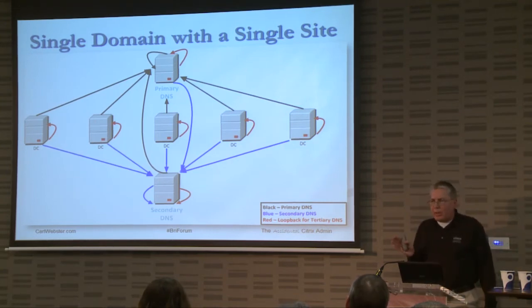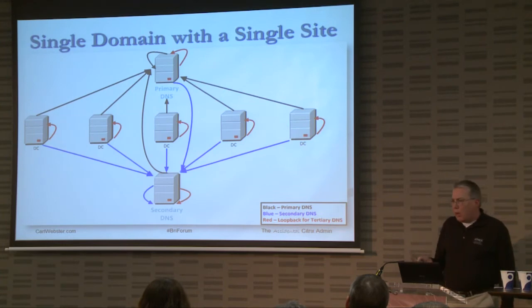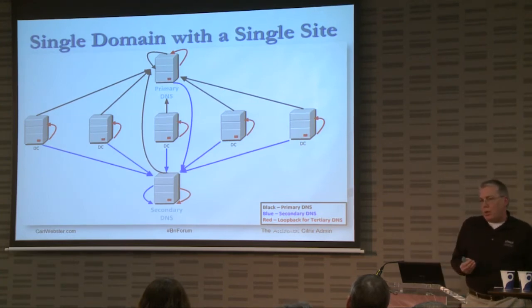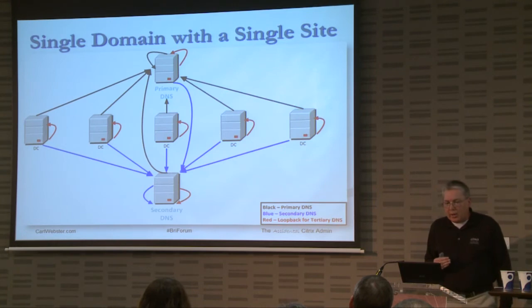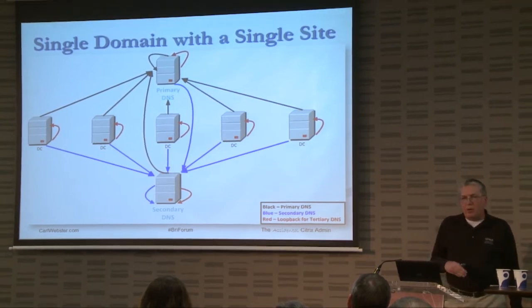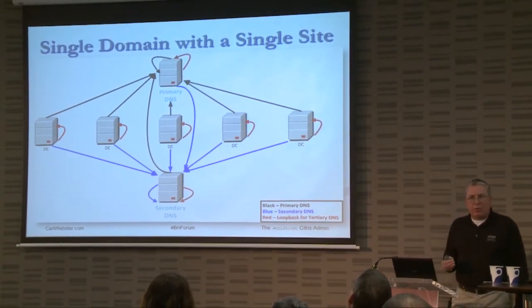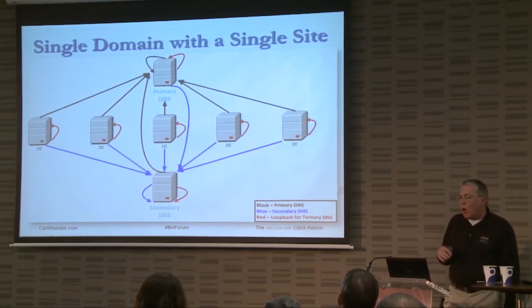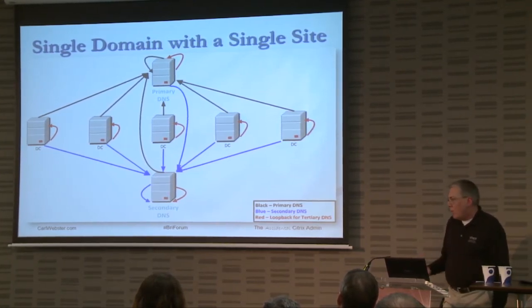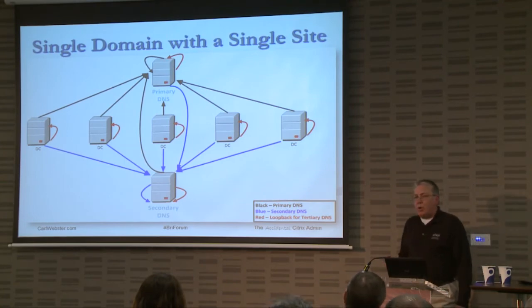So we picked it to be primary. We're going to pick another domain controller to be secondary. And then we're going to have every domain controller, including the primary, point to the primary domain controller for primary DNS. And then every domain controller, including the secondary domain controller, will point to the secondary for secondary, and then they'll all point to themselves, to the local loopback address, for tertiary DNS.